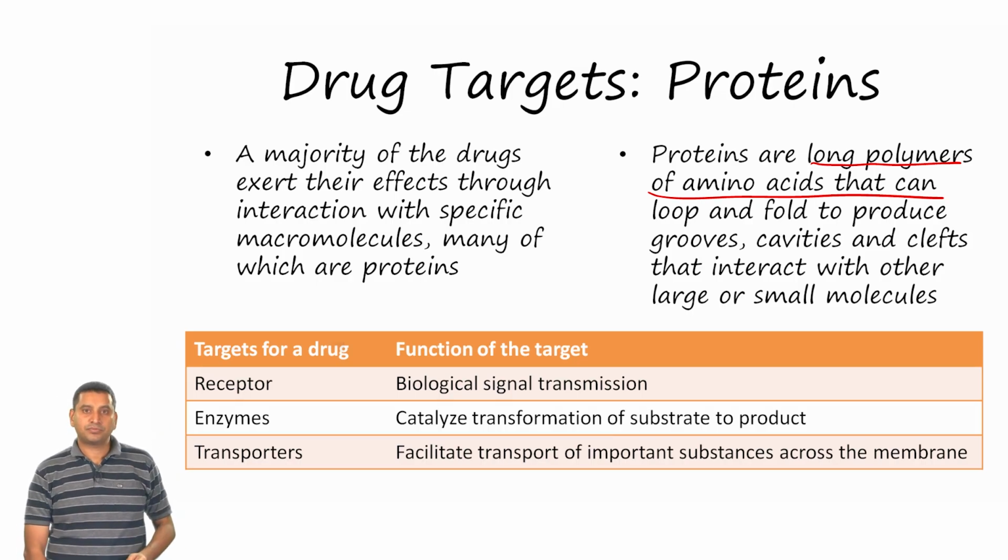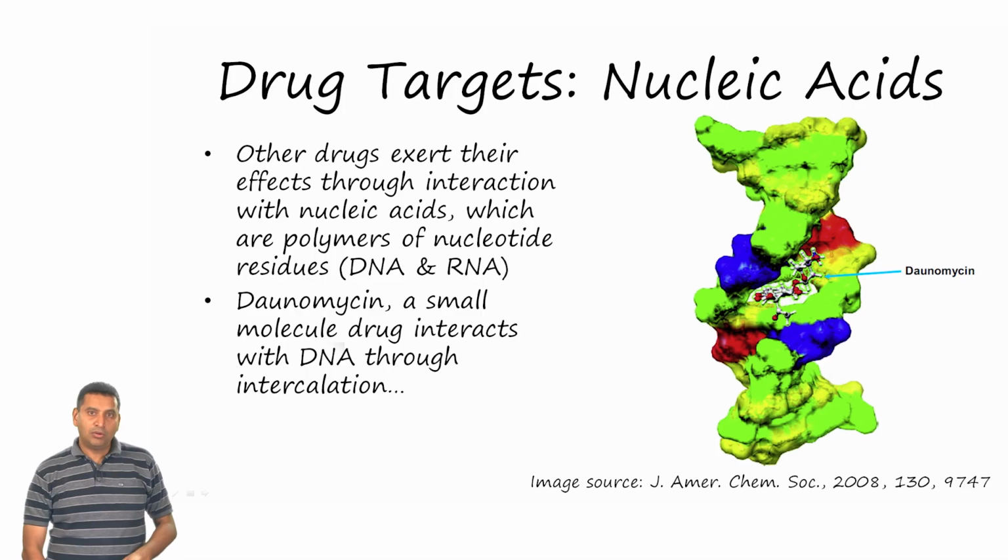Okay. Now, the other major target other than proteins are nucleic acids. Nucleic acids such as DNA and RNA are very important to store information, and RNA can also catalyze reactions. So, therefore, if one could develop a molecule which can interact with DNA, then it is possible that we may be able to discover a new drug.